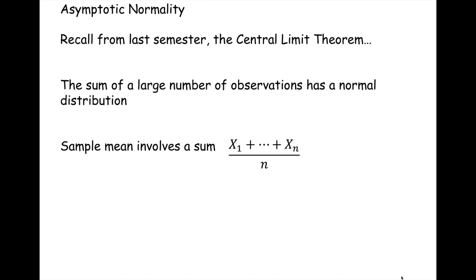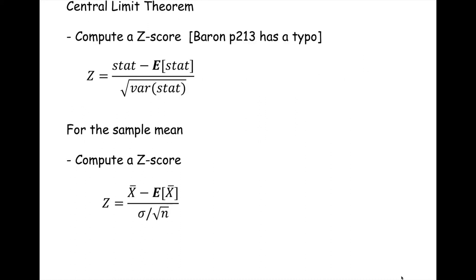Now, you might ask, how big does n have to get? It depends on how complicated your original measurement was and the distribution that it comes from. And we can talk about that probably a little bit further into the semester. It's more of an engineering consideration. Okay. Any questions about this? That makes sense?